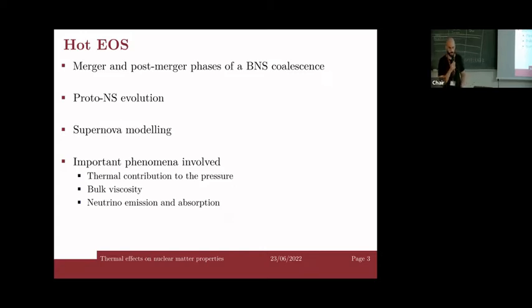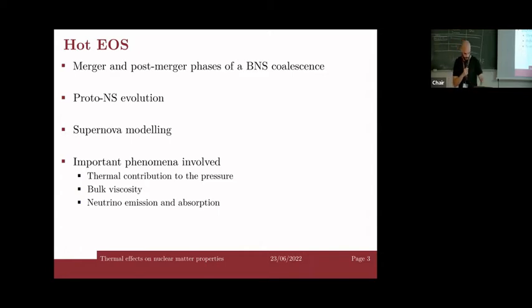Also, if we want to study proto-neutron star evolution in supernova modeling, hot equations of state are necessary. And when we talk about finite temperature effects in neutron star matter, it's not just a matter of the thermal contribution to the pressure and to the energy density. Of course, they are important because, for example, the mass-radius relation will be different. But it's also important to analyze neutrino reaction rates, because temperature plays a fundamental role there as well. So if we want to understand from the micro to the macro, we should bear in mind all the roles that temperature plays.